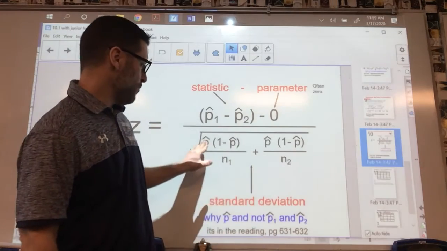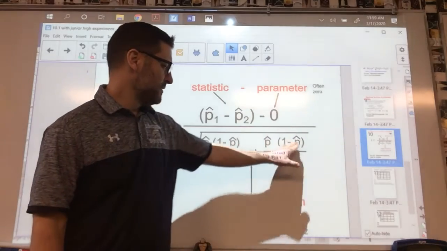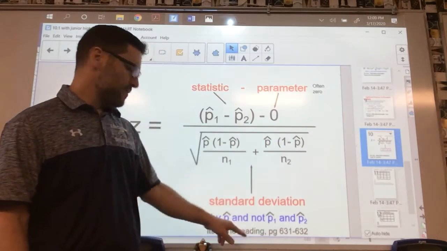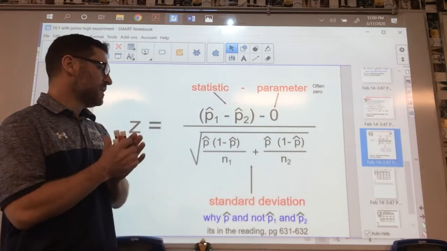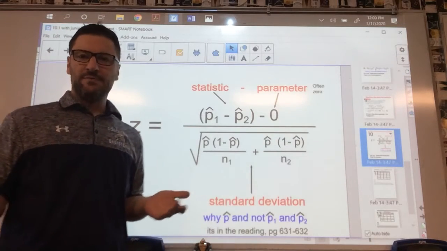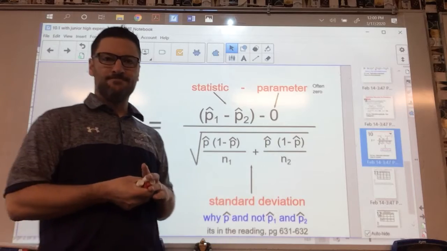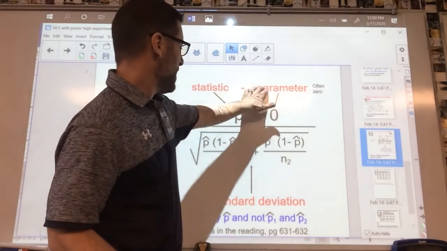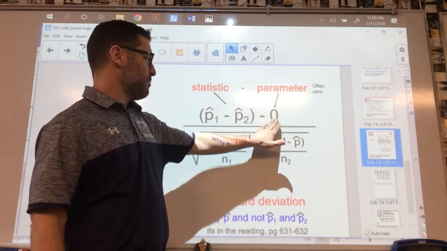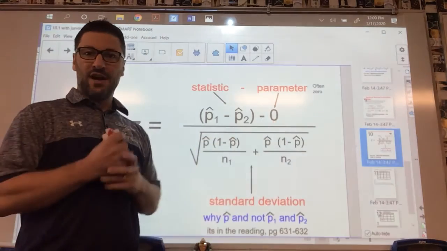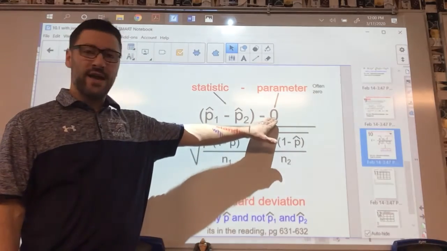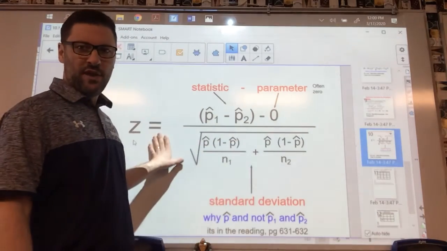So if you want to know why these are P hats rather than P1 hat and P2 hat, you can go back and look at that reading on 631 and 632. They do a really good job of it, better than I can explain it. But again, what we basically have is a statistic minus parameter over standard deviation. And our parameter right here is often 0. Where that comes from is our null hypotheses.